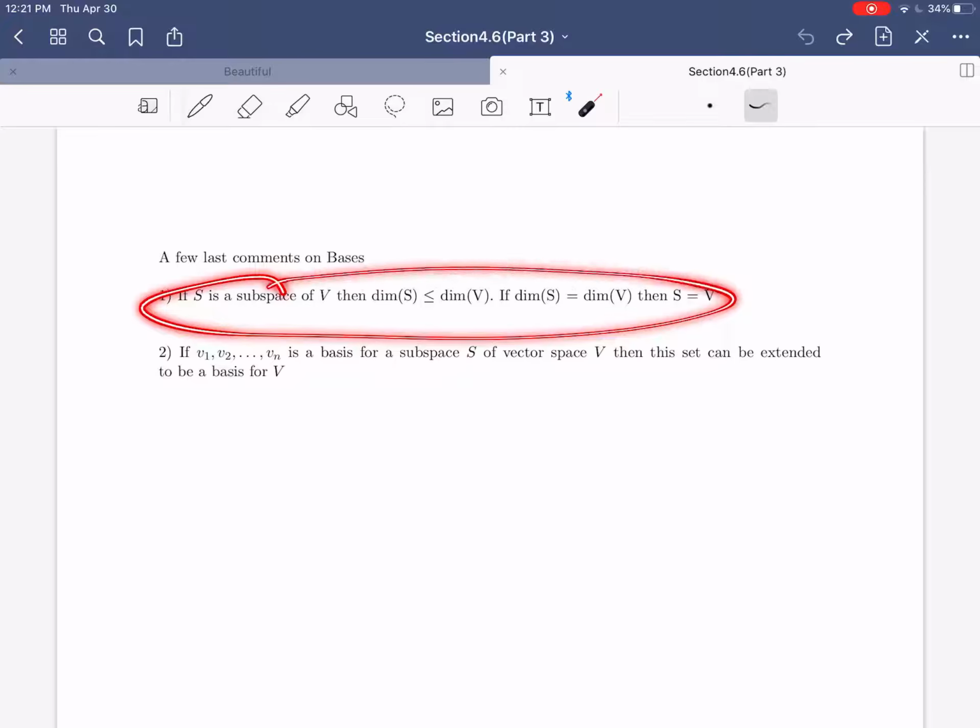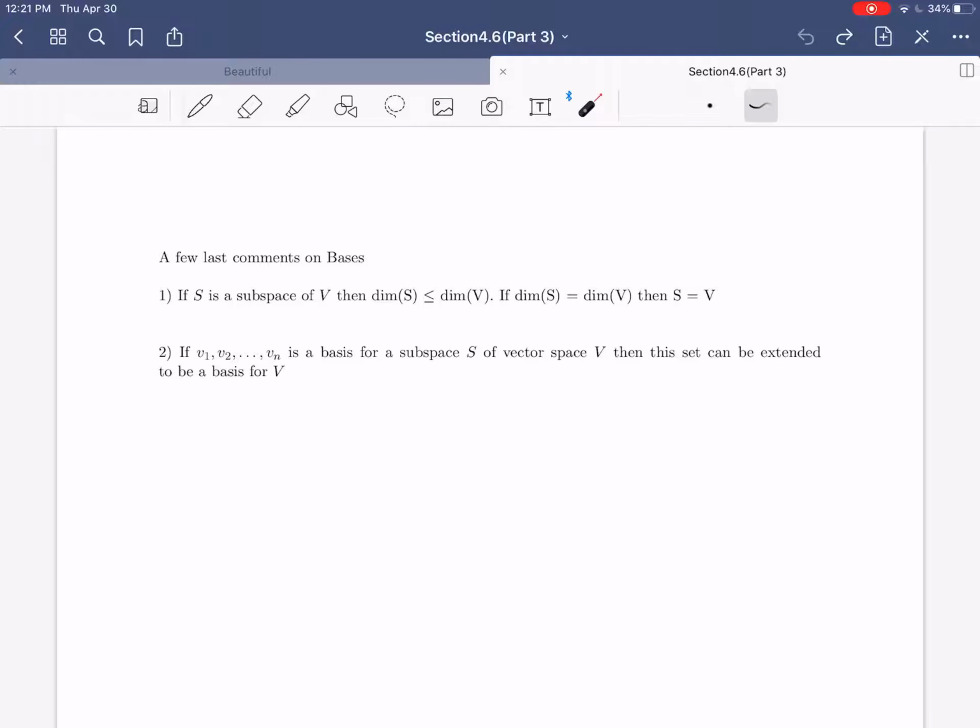Now, this should make sense in the case where V is finite dimensional because then the dimension of V is exactly as we've defined it in the past. But this concept even makes sense in infinite dimensional spaces, right? If V is infinite dimensional, then subspaces of it might be finite dimensional, but certainly they would still be smaller in dimension, right?